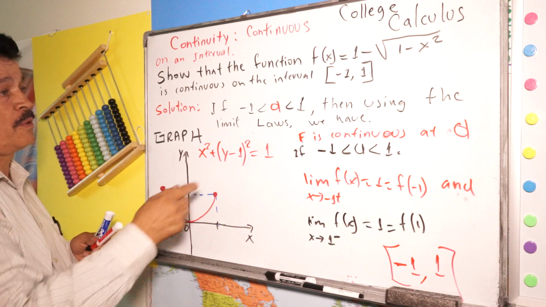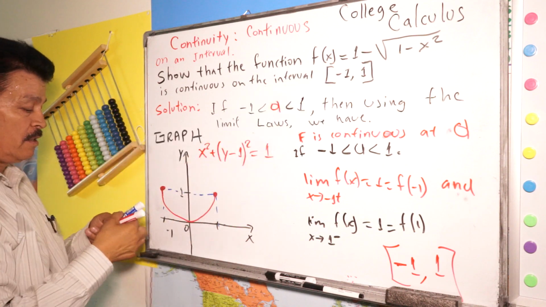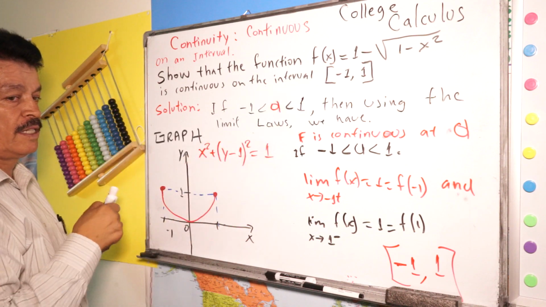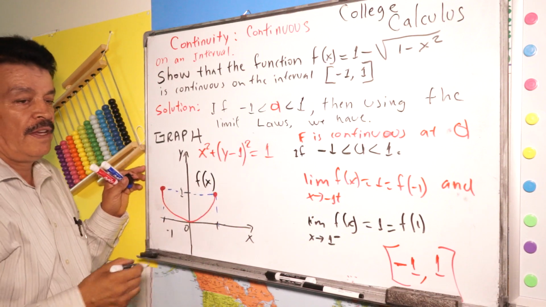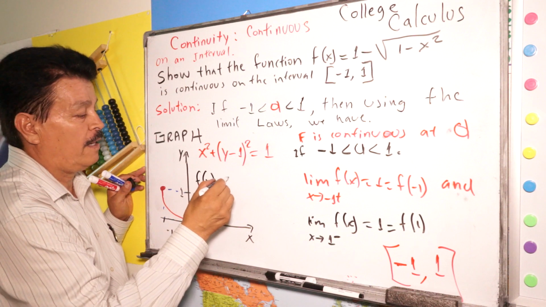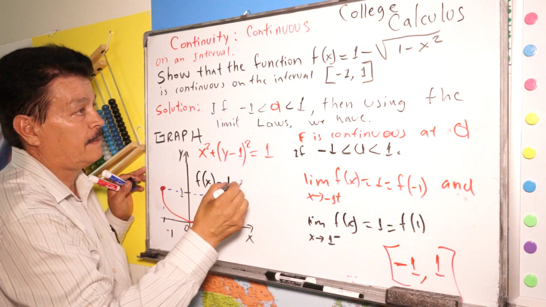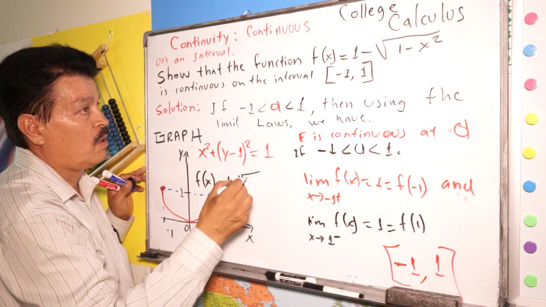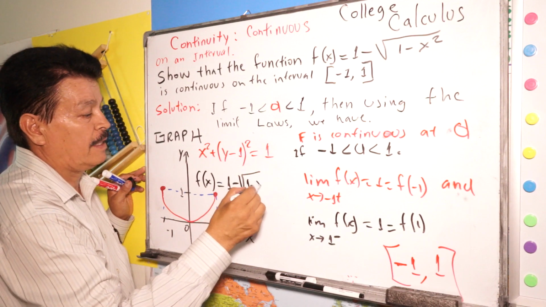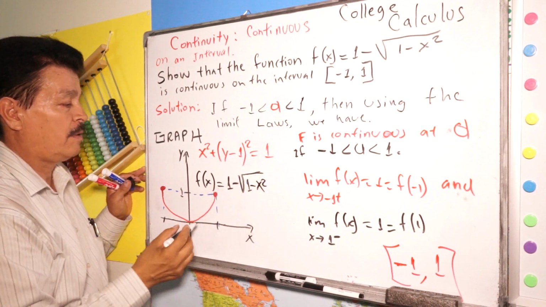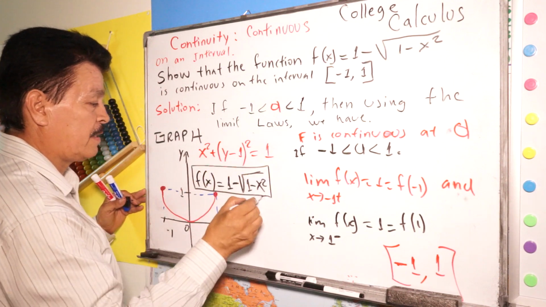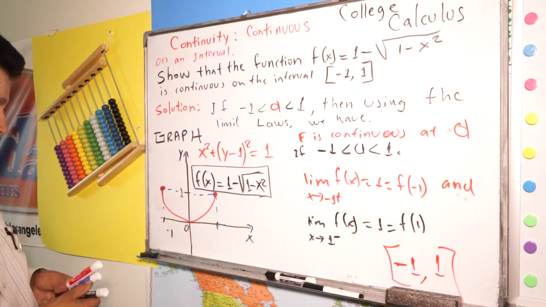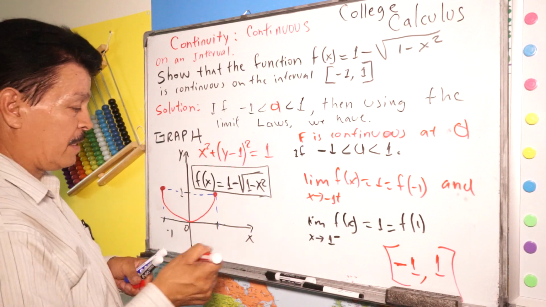What is our problem? The problem is right here. Let's write it: f(x) = 1 - √(1 - x²). This is our graph right here, so it looks like this. So that's it, very, very simple.